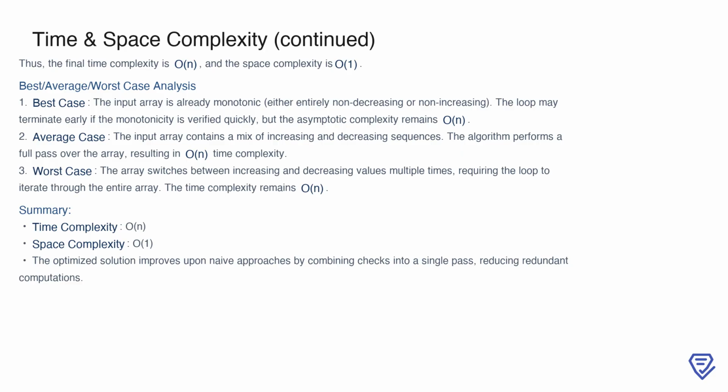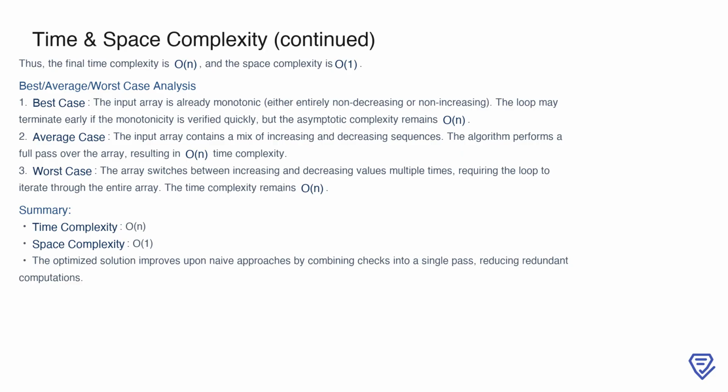Now, let's consider the best, average, and worst cases for this algorithm. In the best case, the input array is already monotonic, either completely non-decreasing or non-increasing. Here, the loop may terminate early as the monotonicity is verified quickly, but the asymptotic complexity remains O(n). In the average case, the array contains a mix of increasing and decreasing sequences.